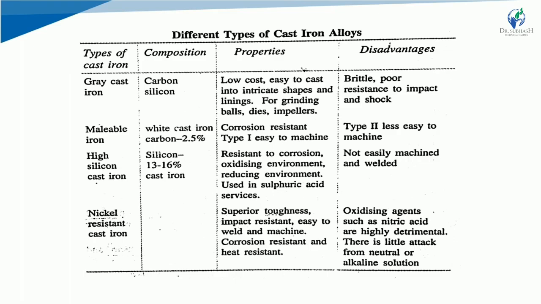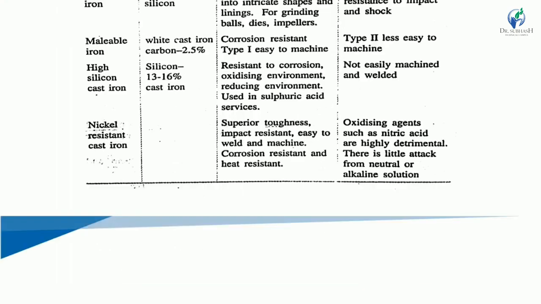The last is nickel resistant cast iron. The properties are a superior level of toughness, impact resistance, easy to weld and machine, corrosion resistance, and heat resistance. What are the disadvantages? Oxidizing agents such as nitric acid are highly detrimental. They can affect the cast iron in a negative way. There is little attack from neutral or alkaline solutions. So these are some of the types of cast iron, their composition, properties, and disadvantages.